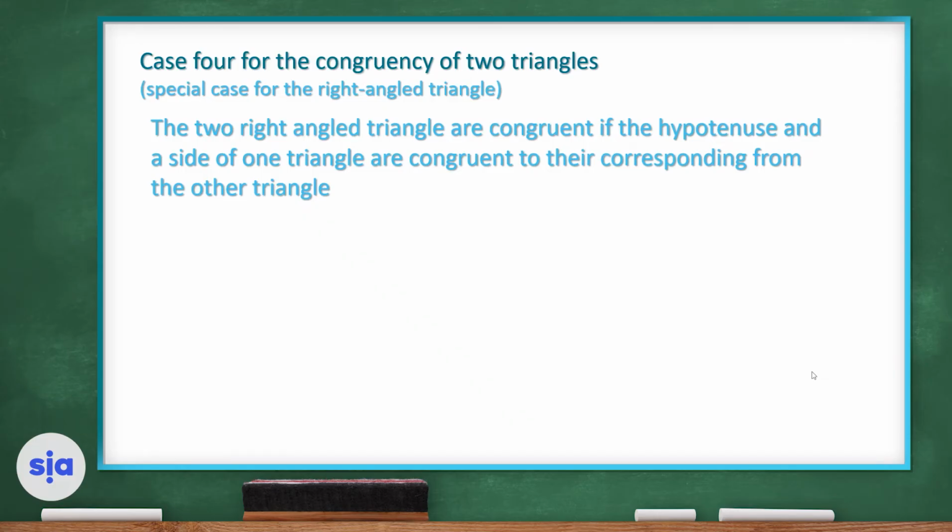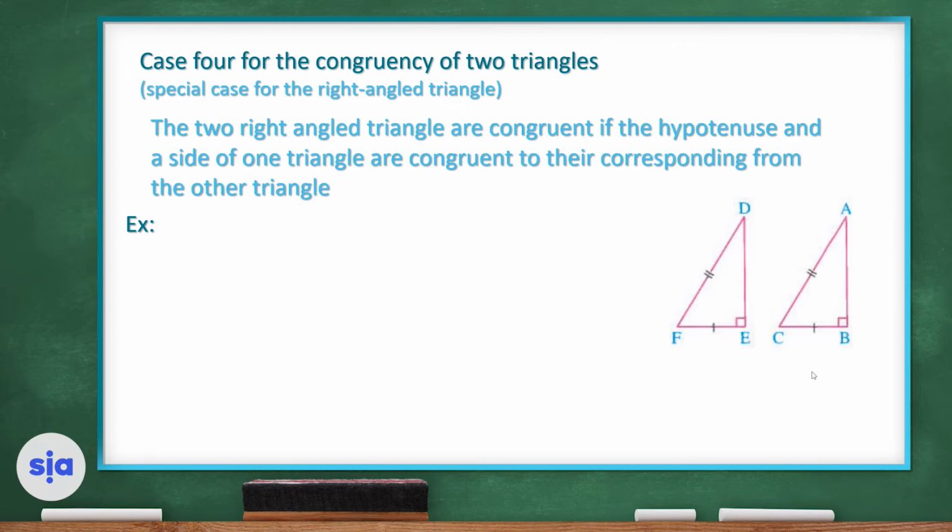Let's now go to case number 4 in the triangle congruency, but this case is a special case for right triangles only. Two right angle triangles are congruent if the hypotenuse and a side of one triangle are congruent to the corresponding parts from the other triangle.